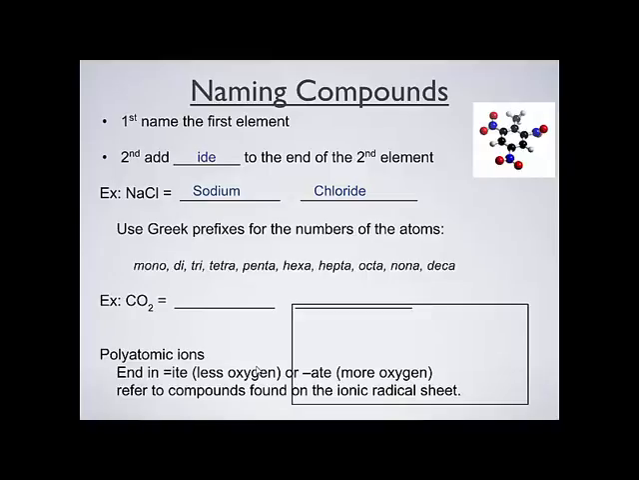We often can name compounds using Greek prefixes as well. The Greek prefixes: mono, di, tri, tetra, penta, hexa, hepta, octa, nona, and deca. So CO2, first element is what? Carbon. Second element, oxygen, but we change the name to oxide. And then how many of them are there? 2. So it's carbon dioxide.